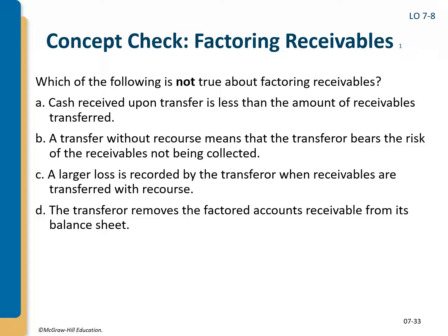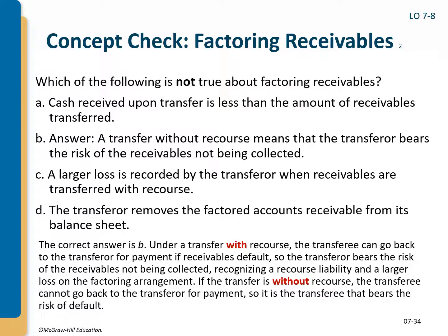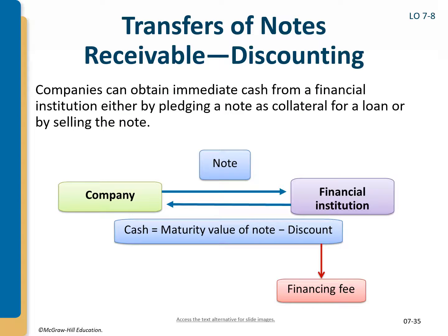Which of the following is not true about factoring receivables? B, a transfer without recourse means that the transferor bears the risk of the receivable not being collected. And the transferor is the person selling, or the company selling. The transferee is the one buying it. So that's not true.